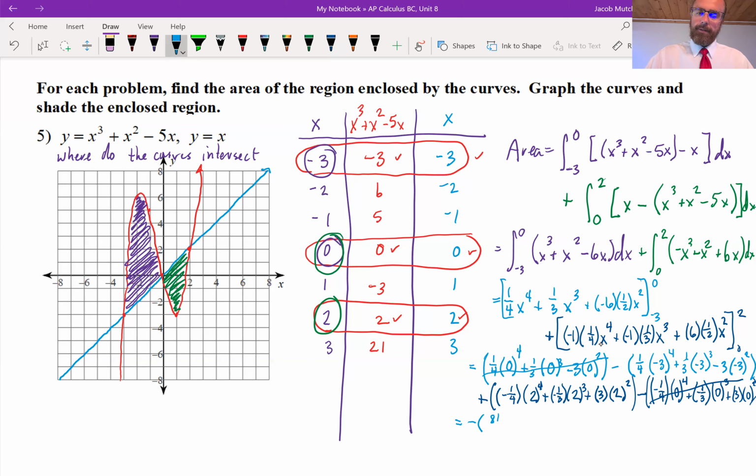I kind of combined my numbers there. 81 over 4 plus negative 27 over 3. And then plus negative 27. So that just reduces it down to just numbers. And then plus, picking up there, negative 4. That's negative quarter times 2 to the power of 4, plus negative 8/3. And then plus 12.